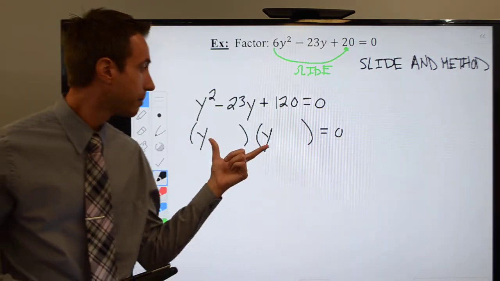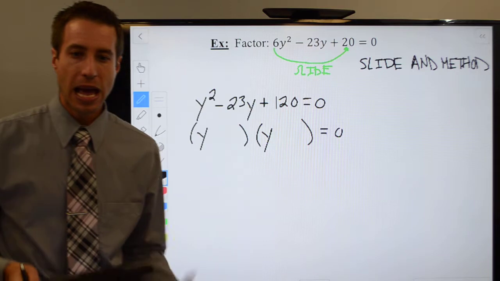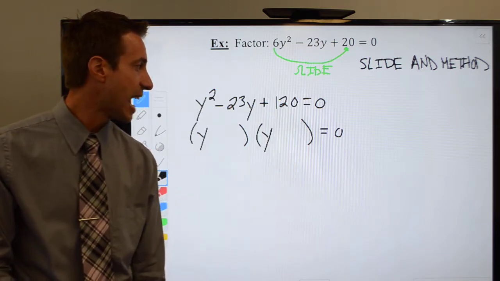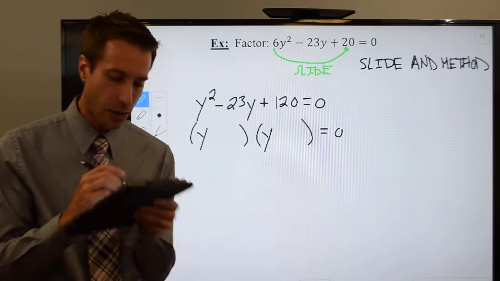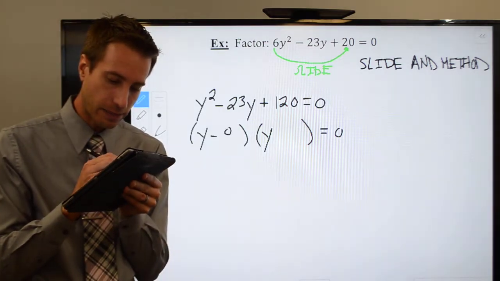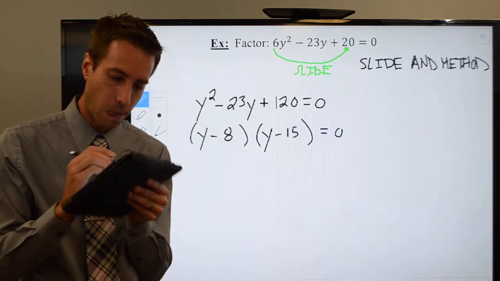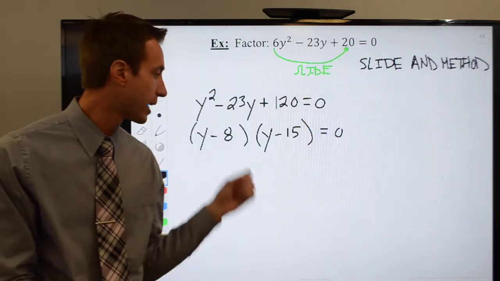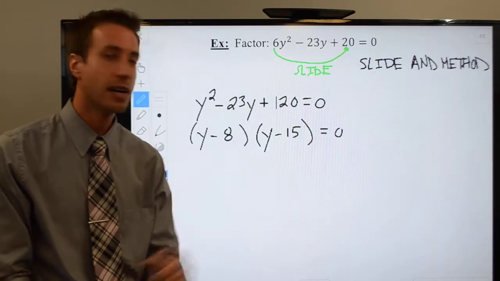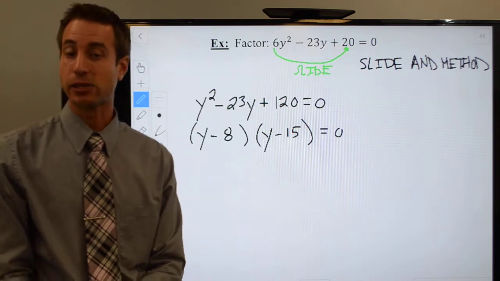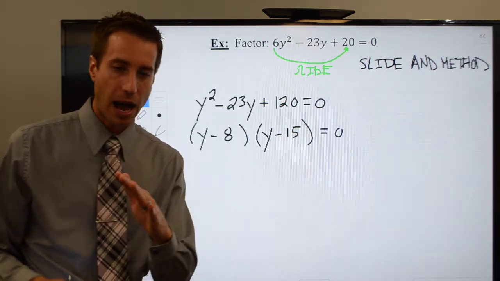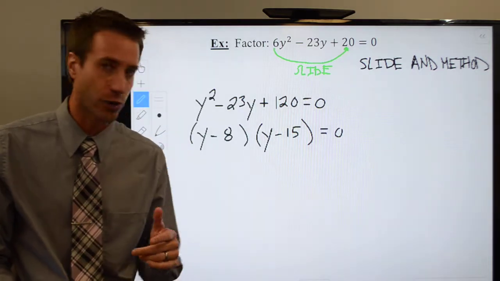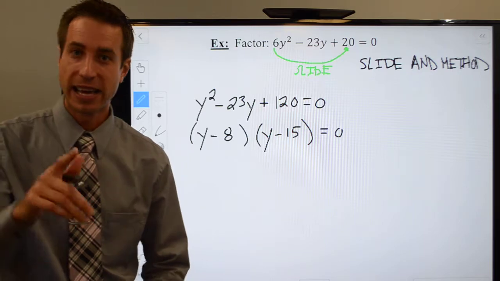Y times y gets me my y squared. And what two numbers are going to multiply to give me a positive 120 and sum to give me a negative 23? It turns out to be a negative 8 and a negative 15. Negative 8 times a negative 15 will multiply to a positive 120. Negative 8 plus a negative 15 sum to give you a negative 23. But remember, I broke a number of rules in algebra to do this kung fu ninja math trick. Now I gotta fix that. And here's how we do it.